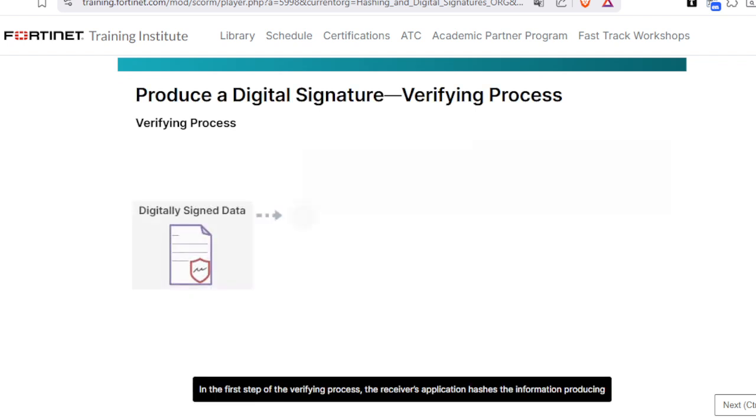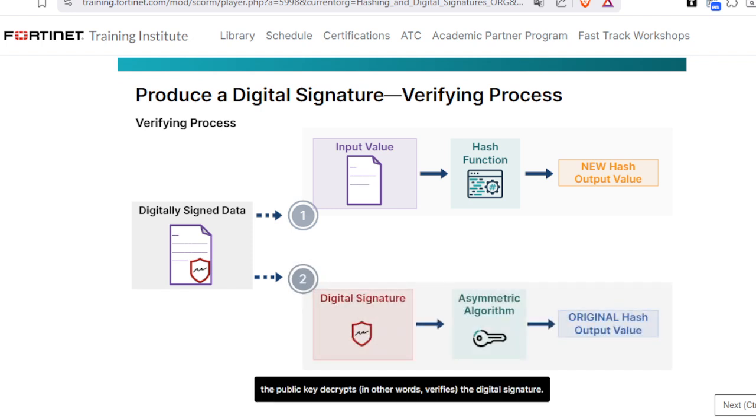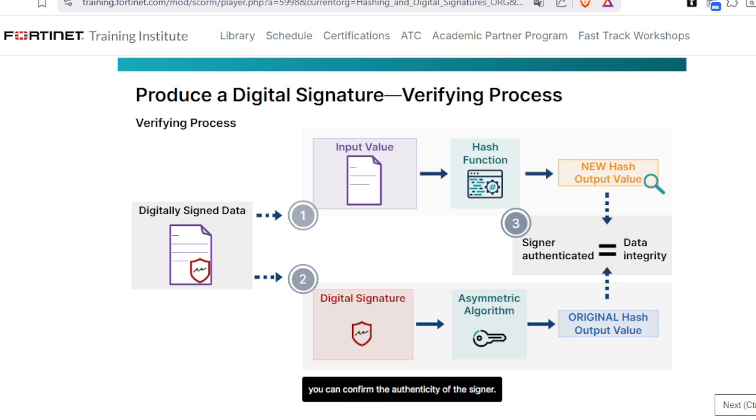In the first step of the verification process, the receiver's application hashes the information, producing a new output value. In the second step, after verifying that the signer's verification certificate is valid, the public key decrypts, in other words, verifies, the digital signature. In the third step, the verifier compares the new output value to the original output value. If they are the same, then you know that the information has not changed. Because the public key successfully decrypted the digital signature, and because the name of the owner of that key is written in the certificate, you can confirm the authenticity of the signer.